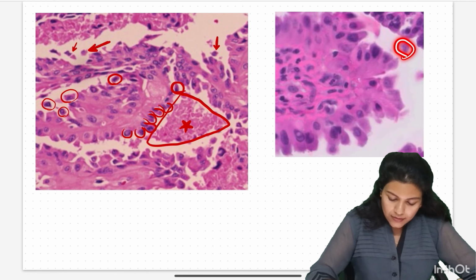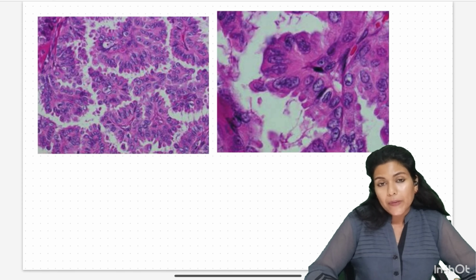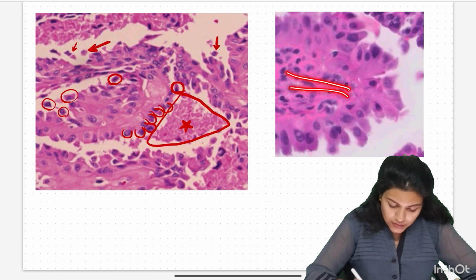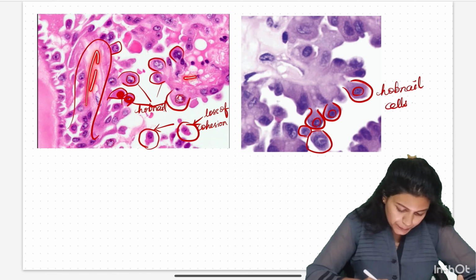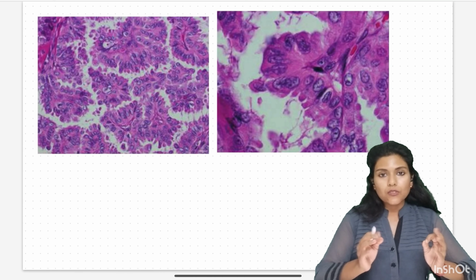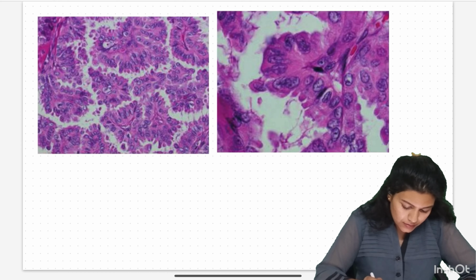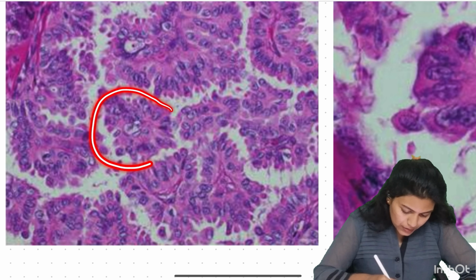So individual scattered cells are also seen. And in all these papillae, you never visualize any fibrovascular core. There is no fibrovascular core in any of these papillae. See, there is no center stalk. Fibrovascular core is absent.